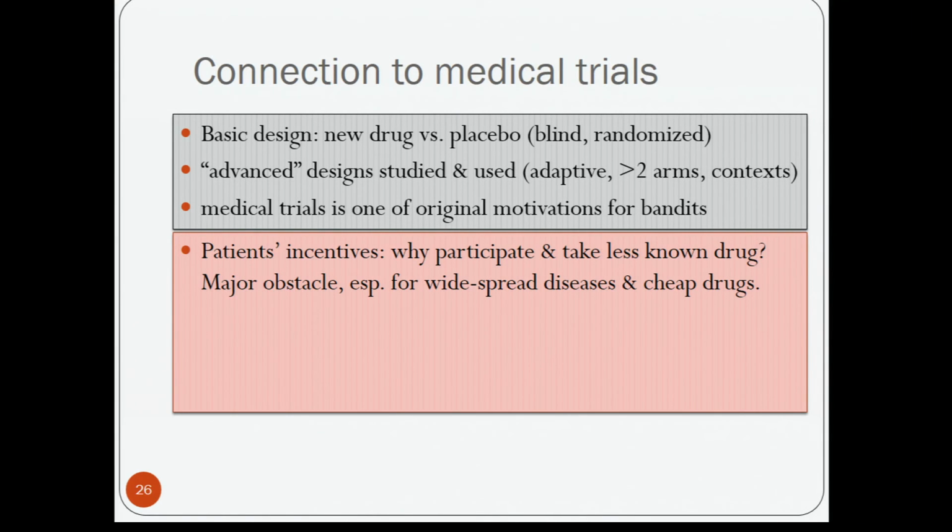And in principle, every time I take ibuprofen for a headache, I could be contributing data to science, but somehow it's not happening. And it seems one big reason it's not happening is that incentives somehow are not aligned in the right way. So one highly idealized way to think about it is to think of a medical trial as a recommendation algorithm. I show up and the trial tells me, okay, take this drug. And somehow I should believe that it is in my best interest to follow that recommendation.